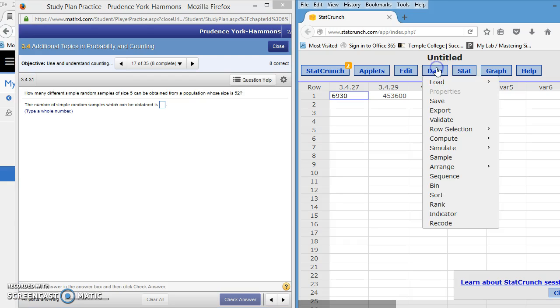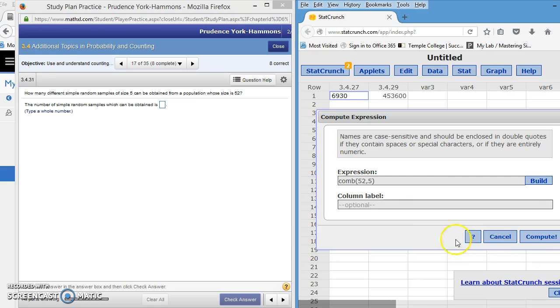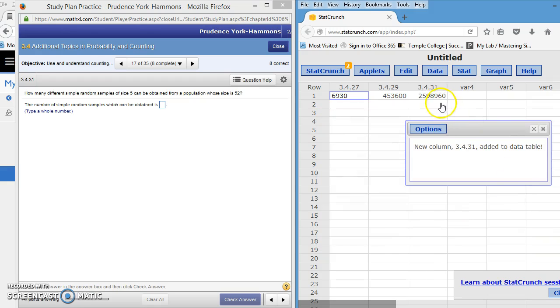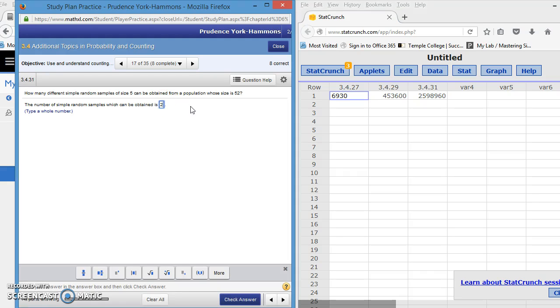So I'm going to go back to Data, Compute, Expression. I'm going to build a combination of 52 objects. Then I'm going to arrow over, taken 5 at a time. And I'm going to do the column label 3.4.31 and compute. And I'm going to hide the little table. It says there are 2598960. That's quite a few different samples.